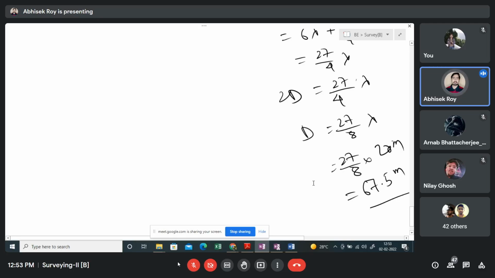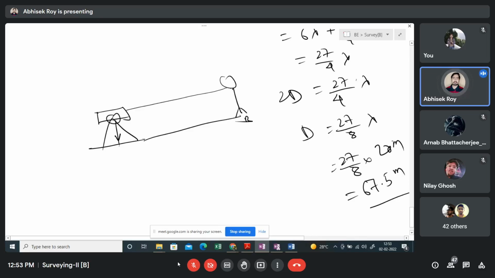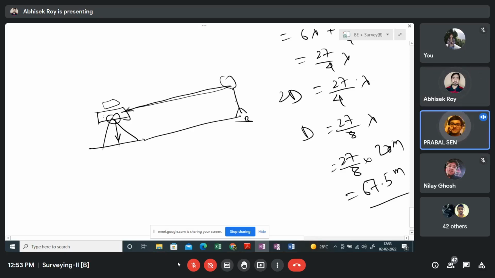This method is so fast. You have to just set any EDM you are using, say any total station or anything, and center it properly. Then you will just keep your reflector at B, and when the ray is generated, it will be reflected and come back, and you will get the distance directly. You don't have to do any sort of calculation. So the leveling of the tripod remains the same.